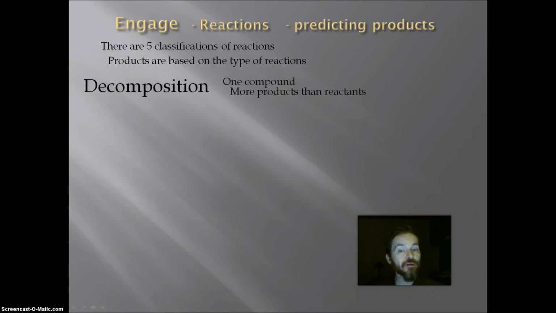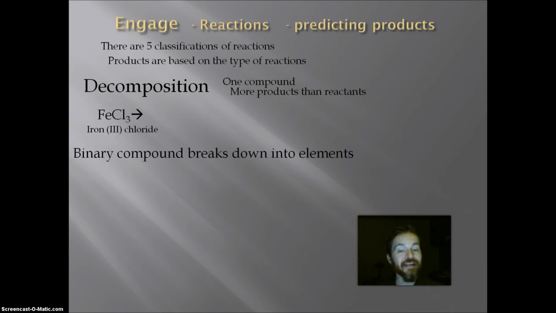Decomposition. In a decomposition reaction, we start with 1 compound, and you're going to have more products than reactants. So we can start out with a compound like iron 3 chloride. Iron 3 chloride is a simple compound. It will break apart down into its elements. So iron 3 chloride will break down to iron, which is just Fe, and chlorine.